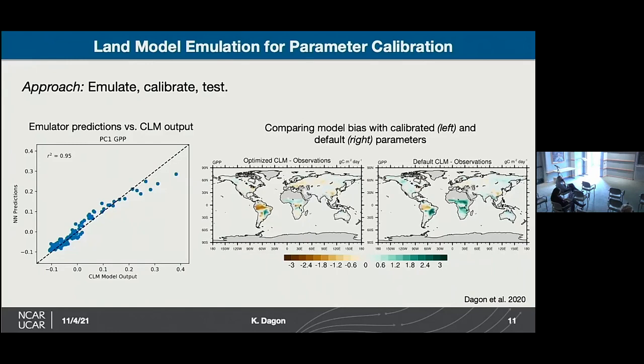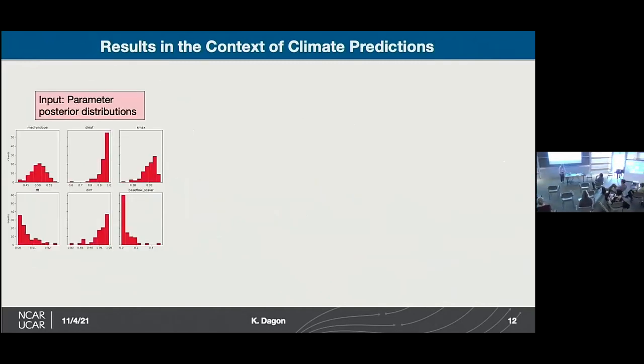You said you don't use any prior information on the distribution of the parameters, but now you have a posterior. You then use that as a prior for the next steps? Absolutely. Yeah, that's what we're playing around with, how to best apply these posterior distributions.